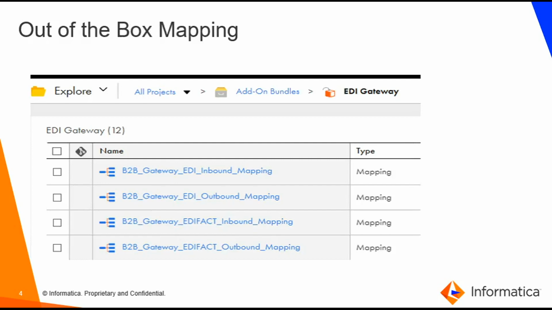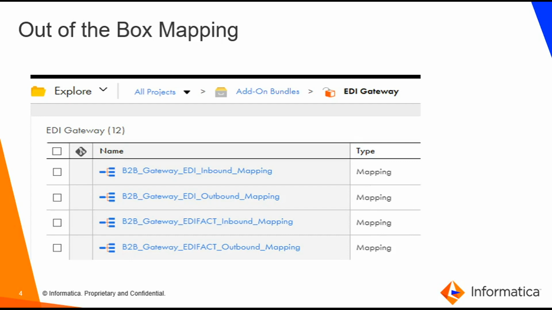Let's see about that out-of-the-box mapping. What is that? Basically, when you define the inbound flow, there are two parts. As I mentioned just now, as soon as the EDI file arrives using its connection, the inbound processing mapping will be executed. That mapping is already predefined, pre-built by Informatica. The user doesn't have to worry about this mapping logic or its feasibilities.